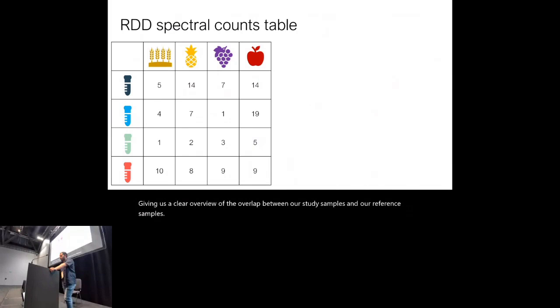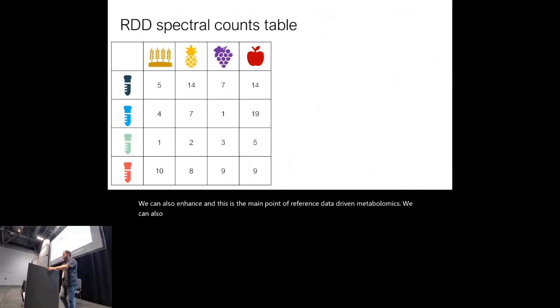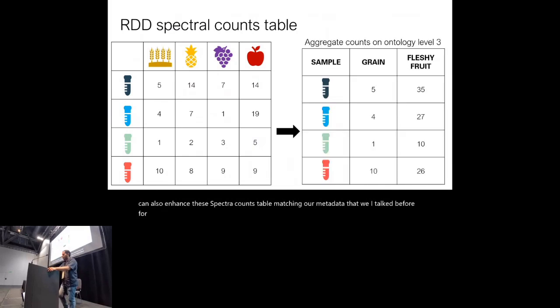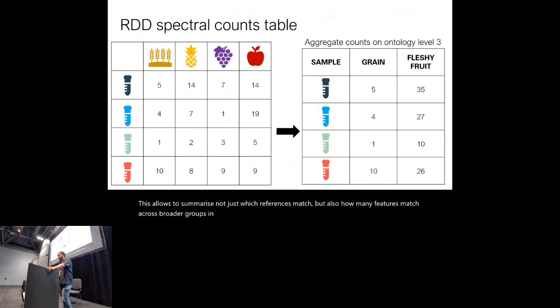We can also enhance this spectral counts table, and this is the main point of reference data-driven metabolomics, by matching it to the metadata that I talked about before, for example, the ontology in our food data. This allows us to summarize not just which references match, but also how many features match groups in this ontology.